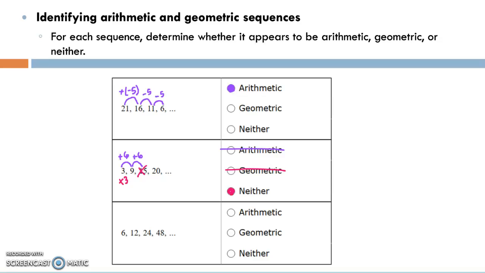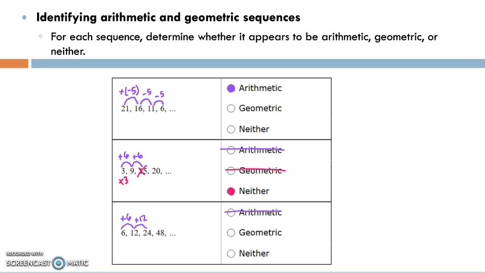For the next one, from 6 to 12, arithmetically, I would get there by adding 6. But then from 12 to 24, I don't add 6, I add 12, right? So that one doesn't work arithmetically.